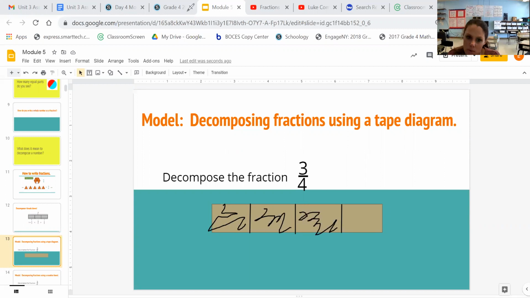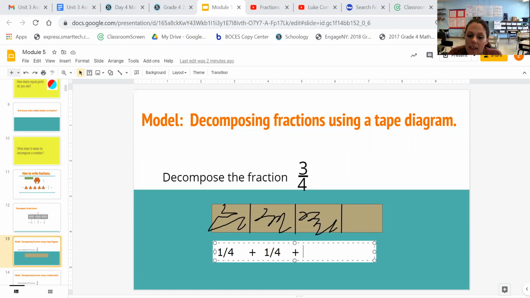How would I decompose this using a unit fraction? So I have 1/4, 1 out of the 4, and then I have another 1/4, and then last I have another 1/4, equaling 3/4. I decomposed it, I broke it apart using a tape diagram. I showed what the fraction would look like.